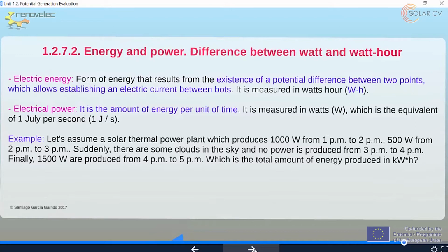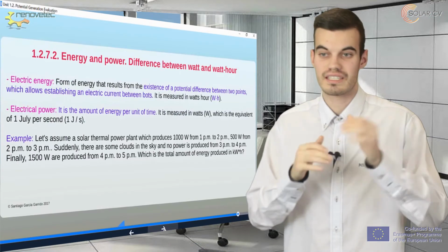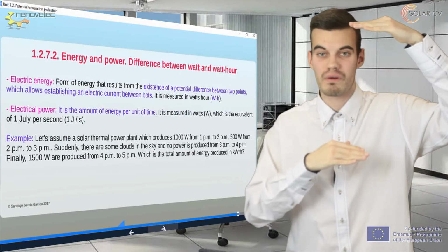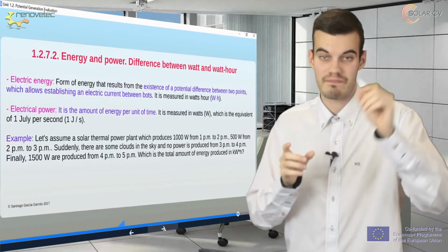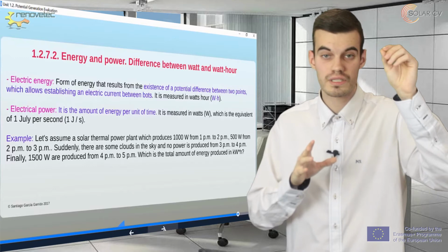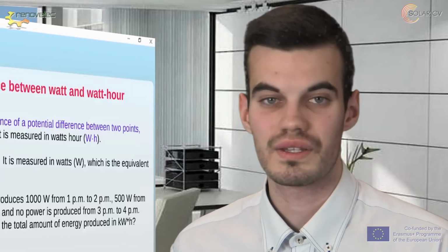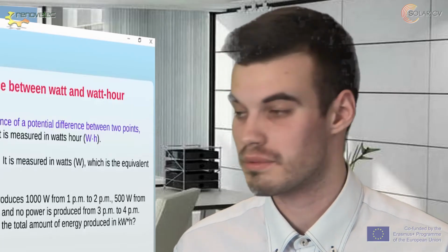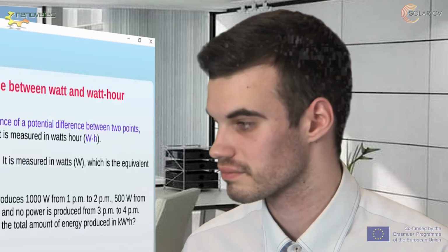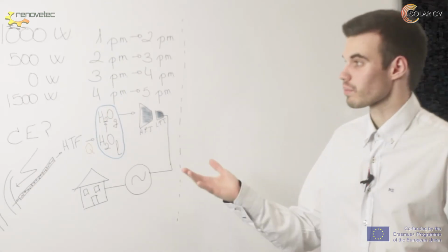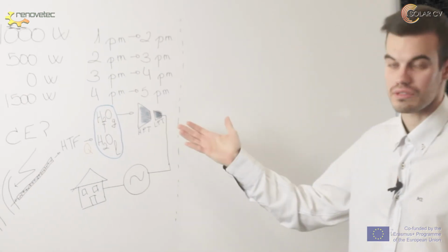And we have, on the other hand, electrical power. Electrical power is the amount of energy per unit of time. Really, we must think that energy is the amount of power for a given period. So this is going to be measured in watts, which is joules per second. To understand this concept easily, we are going to study an example which is very useful. With this easy example, we are able to understand this concept.